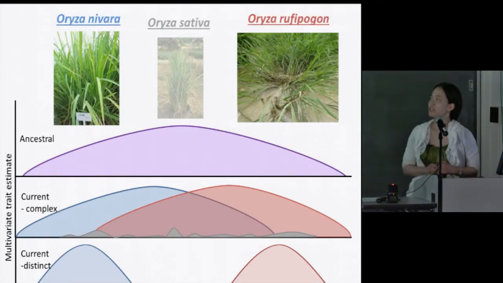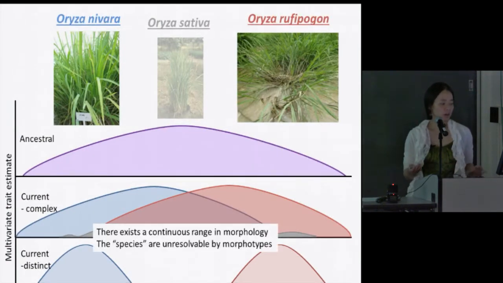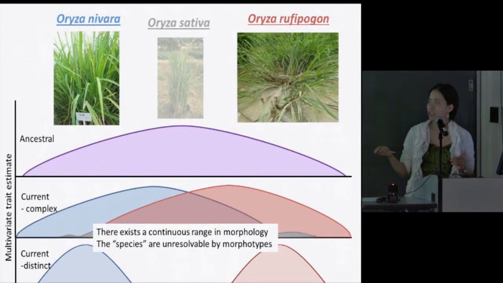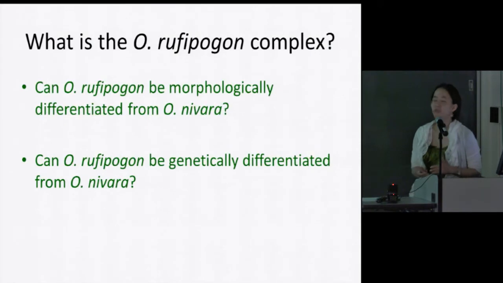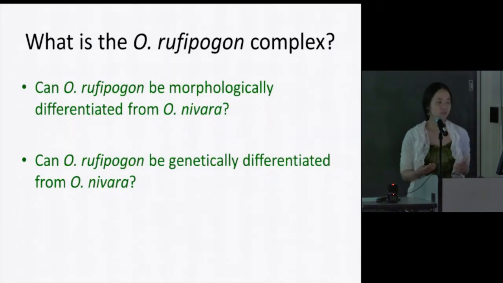So what conclusions can we come to in terms of whether we can differentiate the two morphologically? Really, at this point in time, I think we can only say that there exists something of a continuous range in morphology. Maybe there's some differentiation that we see between annual and perennial type, or seed producing and clonally reproductive types, but really separate distinct groups are unresolvable by morphology or morphotype. So can Oryza rufipogon be genetically differentiated from nivara if it can't be morphologically differentiated?